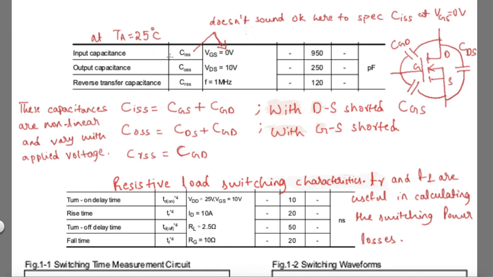Input capacitance CISS. For CISS, VGS cannot be 0. CISS is measured with drain source shorted, and CISS is equal to CGS plus CGD. COSS is measured with gate source shorted and it equals CDS plus CGD. CRSS equals CGD. These capacitances are non-linear and vary with the applied bias voltage between drain and source, and they also vary, mainly the gate source voltage varies with the applied bias voltage between gate and source.